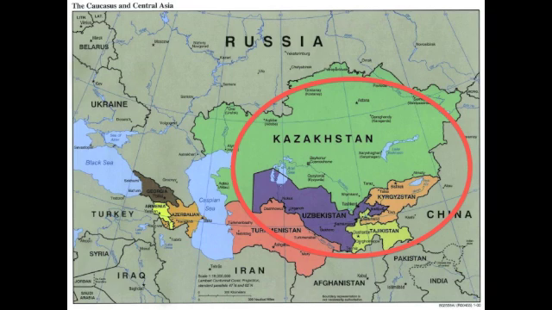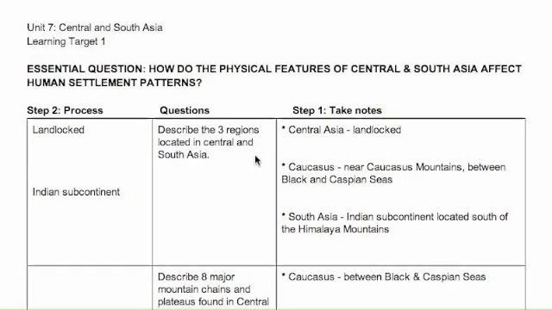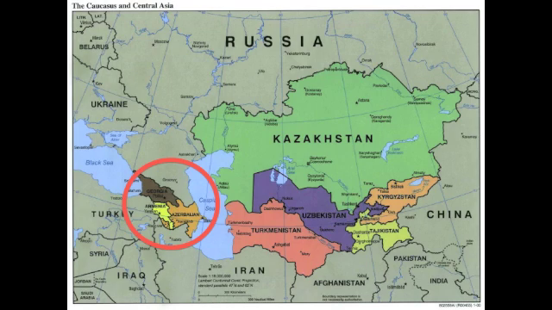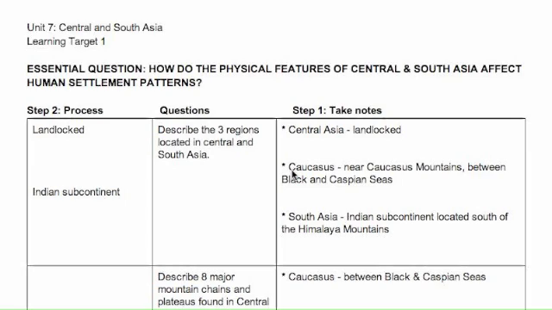Traveling across this region's mountains and deserts is a challenge, yet for thousands of years, farmers have survived in the rich mountain valleys. Nomads have grazed their herds on the vast, mostly flat grasslands. The third region is the Caucasus Mountains, which run between the Black Sea and the Caspian Sea. 3 countries make up this region: Georgia, Armenia, and Azerbaijan.